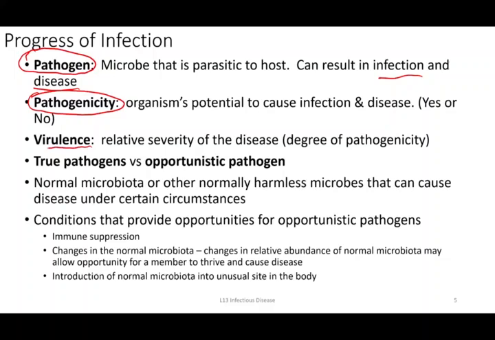But then to dial that in a little bit more, we use the term virulence to talk about that relative scale. So how likely is it to cause disease? How virulent is it? Just because something's a pathogen doesn't mean everything is equally virulent. And so the term virulence is something we use to describe that spectrum of how likely is it to cause disease if it does enter our body.